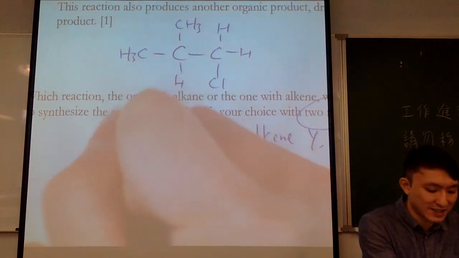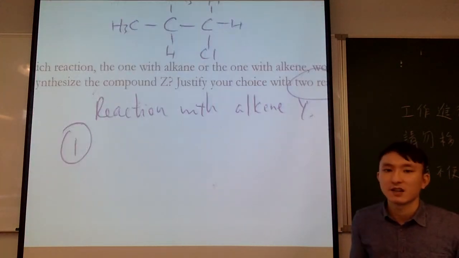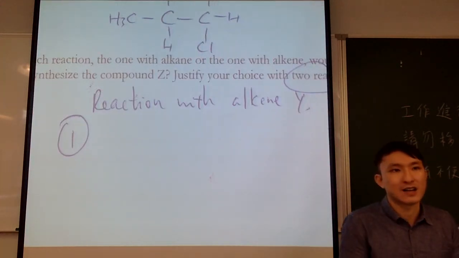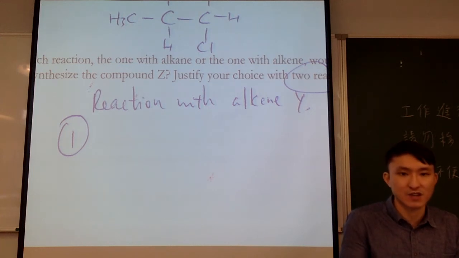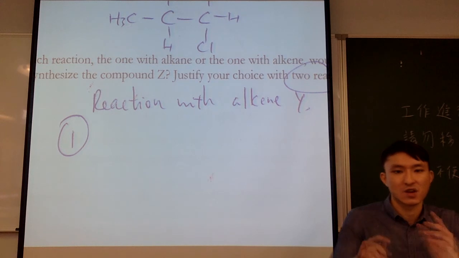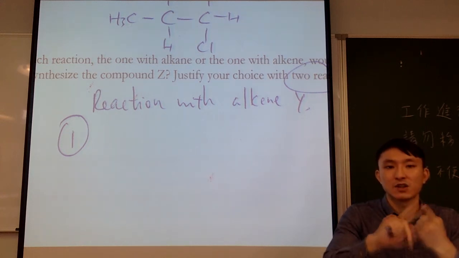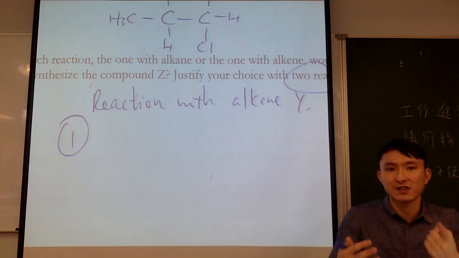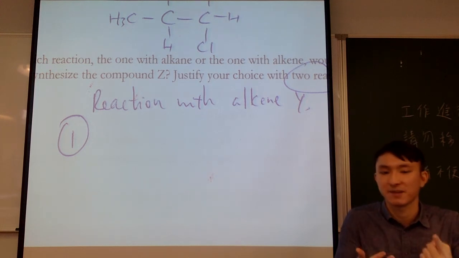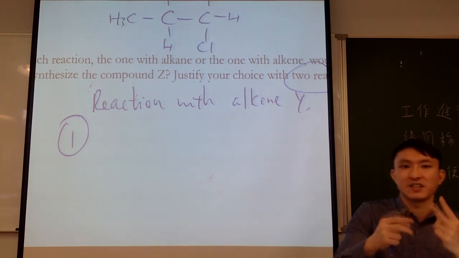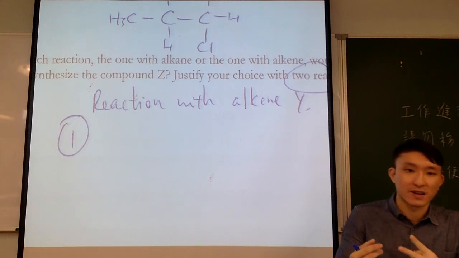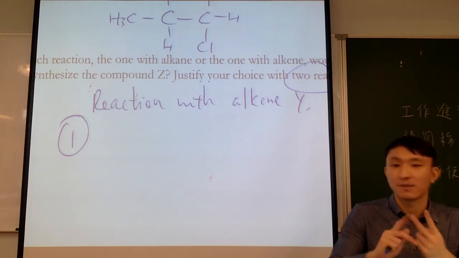And the reason, now whenever you are asked to evaluate a chemical process, chemical reaction, or chemical pathway, there are a couple of things you can consider. One, rate of reaction. Is the reaction fast or slow? Of course, the faster, the better, because you can reduce the reaction time, the experiment time. The second one is the yield. Which one gives you more product? Of course, the higher the yield, the better.